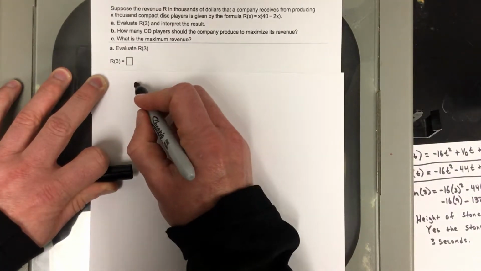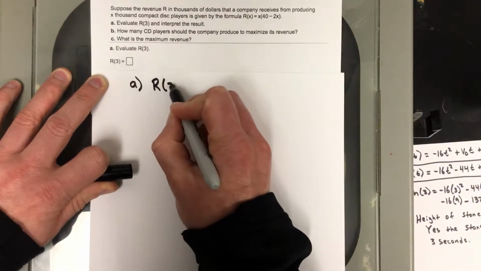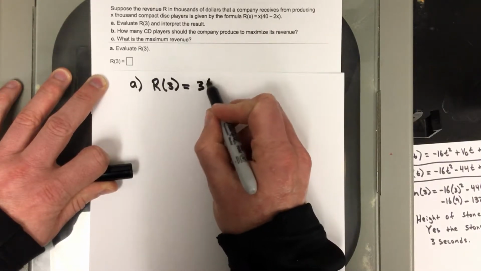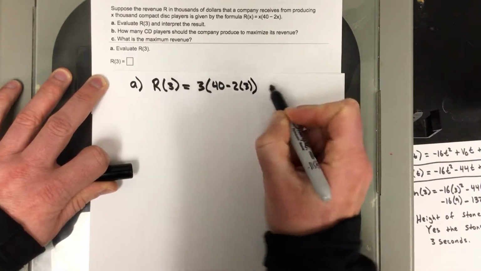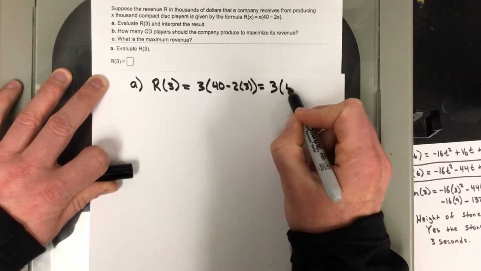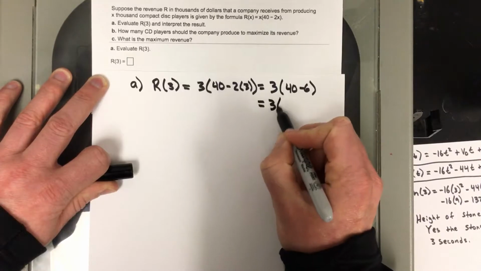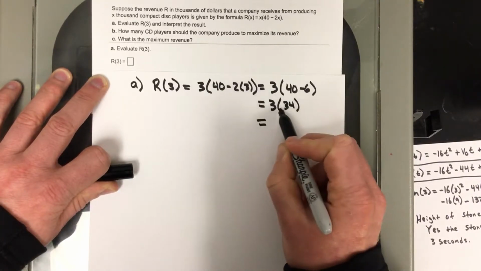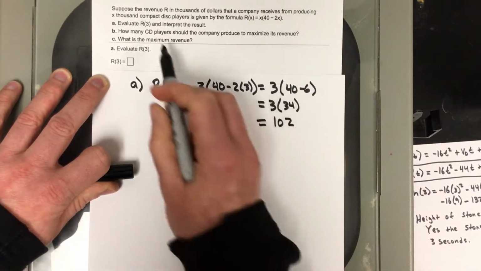First part, part A, it says to evaluate R of 3. So R of 3 is going to equal, if I write this formula down, 3 times (40 minus 2 times 3), which is equal to 3 times (40 minus 6), which is equal to 3 times 34, which is equal to 102. So 102, and it says interpret the results.